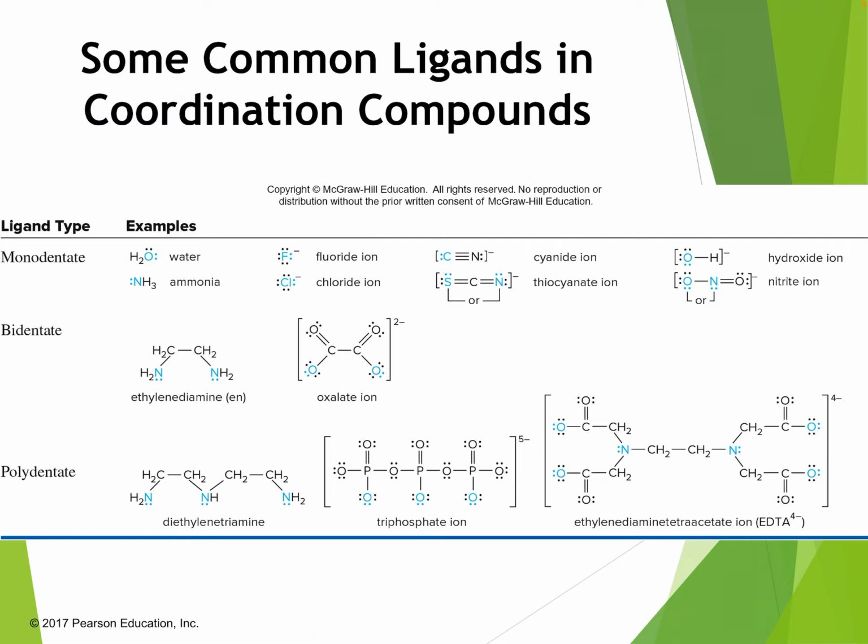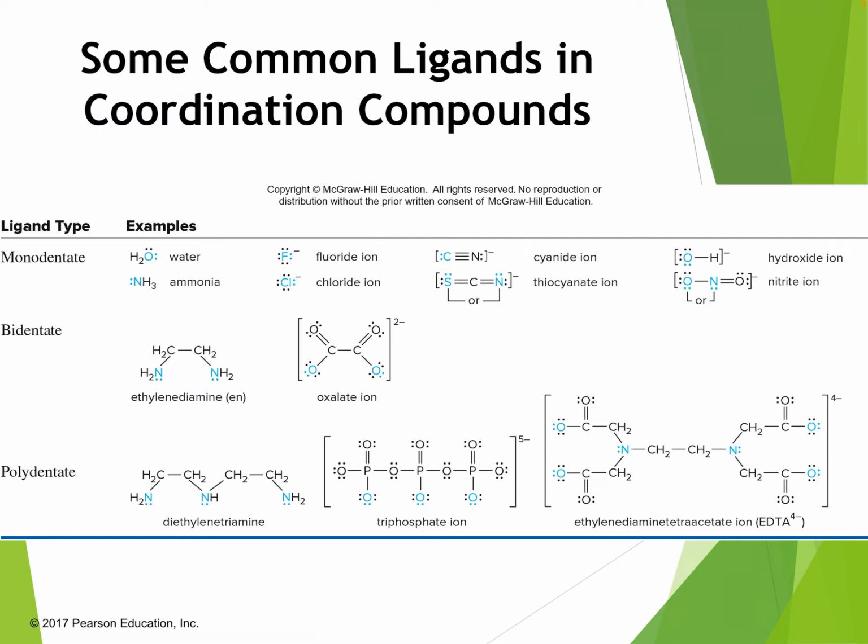So here's some examples. We have monodentate, those are the ones that we've worked with a lot thus far, like water, ammonia, cyanide, hydroxide. Those are really common. For bidentate, we have ethylene diamine and oxalate. We've worked with oxalate before, not really as a ligand, but in ionic compounds. And then polydentate just means that they have more than 2 donor atoms.